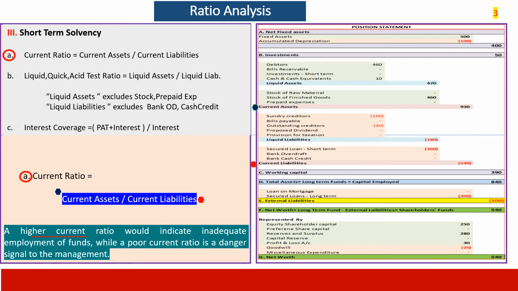ratio. Your assets, if they are 2 and if you have borrowed 1, your ratio will be 2. You have put your money into it. Only 1 you have borrowed, 1 you have put your own money. When will a person put more of his money into current assets? When he has no other better investment opportunities. Therefore, it says a higher current ratio would indicate inadequate employment of funds.